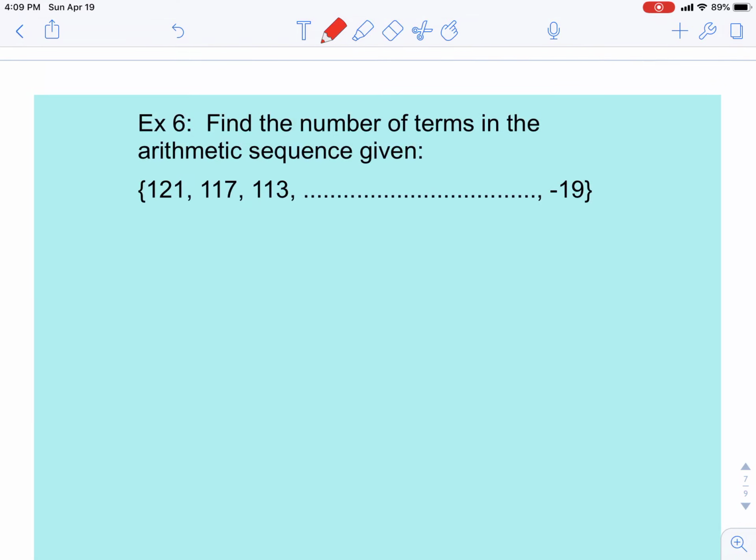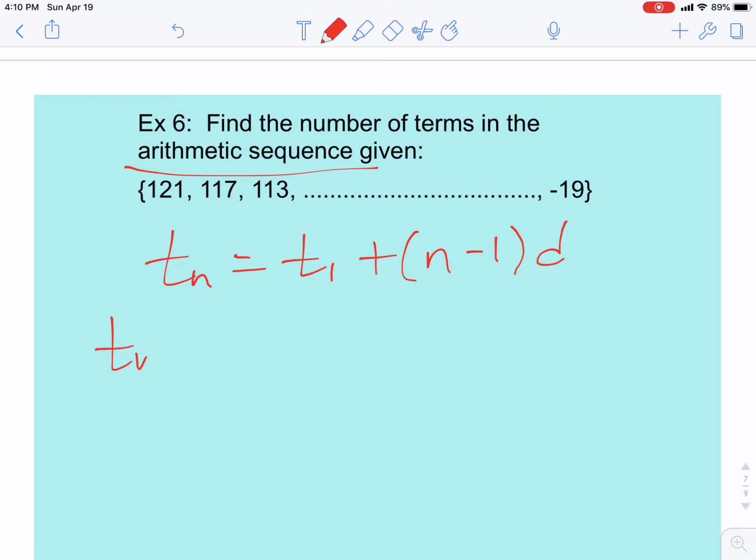All right, so now find the number of terms in the arithmetic sequence. Okay, so keywords to look for here: arithmetic sequence. I would always think explicit, so our explicit formula is this right here. The term we're trying to get to is equal to the first term plus the number of terms minus 1 times the common difference. Well, what do I know?